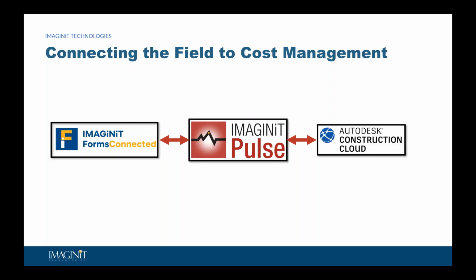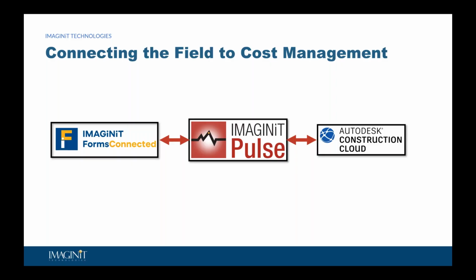So FormsConnected is a tool that we're going to utilize instead of paper reports or inconsistent formats, writing things down on paper, that stuff getting lost, never making it to the office. Forms are going to be standardized, mobile friendly, and really easy to use. It's going to be very clear for your field folks what they need to respond to, what they need to fill out. And we're also going to take a look at utilizing IMAGINiT Pulse to pull in information from your Autodesk Construction Cloud hub directly into that form so that your field folks don't need to know every single piece of project information that needs to be included in that form. We're going to have that automatically built out. So I'll show you what that looks like in just a second.